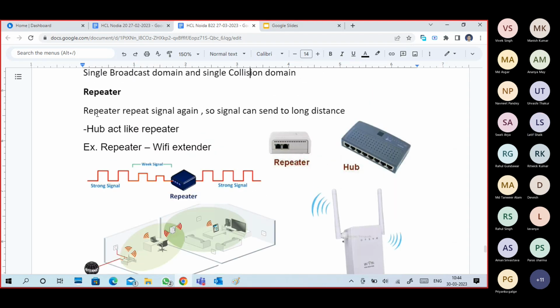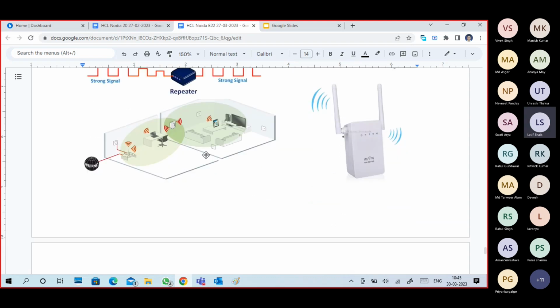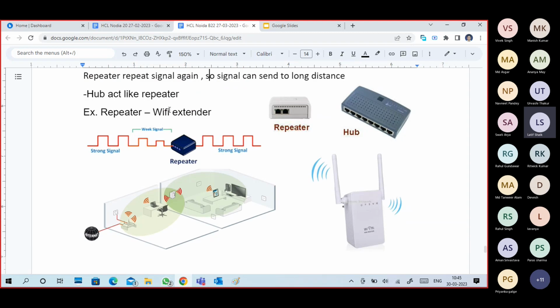Next, we discussed the repeater. If you want to send a signal over a longer distance, because UTP cables support up to 100 meters, and we have to send more than 100 meters, the signal automatically becomes weaker. So we use a repeater to repeat the signal. In our Wi-Fi network also we use a repeater as a Wi-Fi extender.